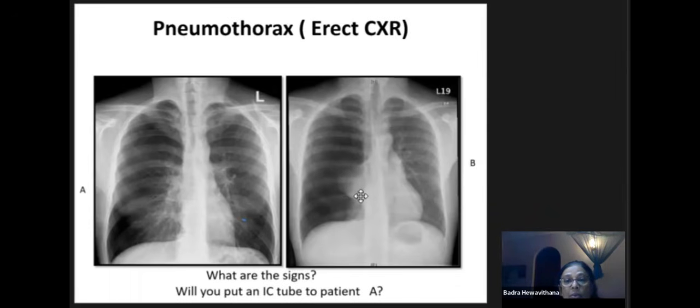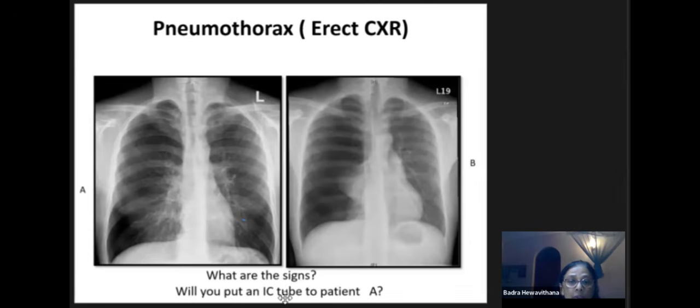The entire lung has come down to the hilum like a deflated balloon. The entire hemithorax is translucent. Compared to this side, you see a lot of normal lung markings. Here you don't see lung markings. The entire hemithorax is translucent. So there is a discrepancy between the transparency. Highly translucent lung compared to a normal lung.